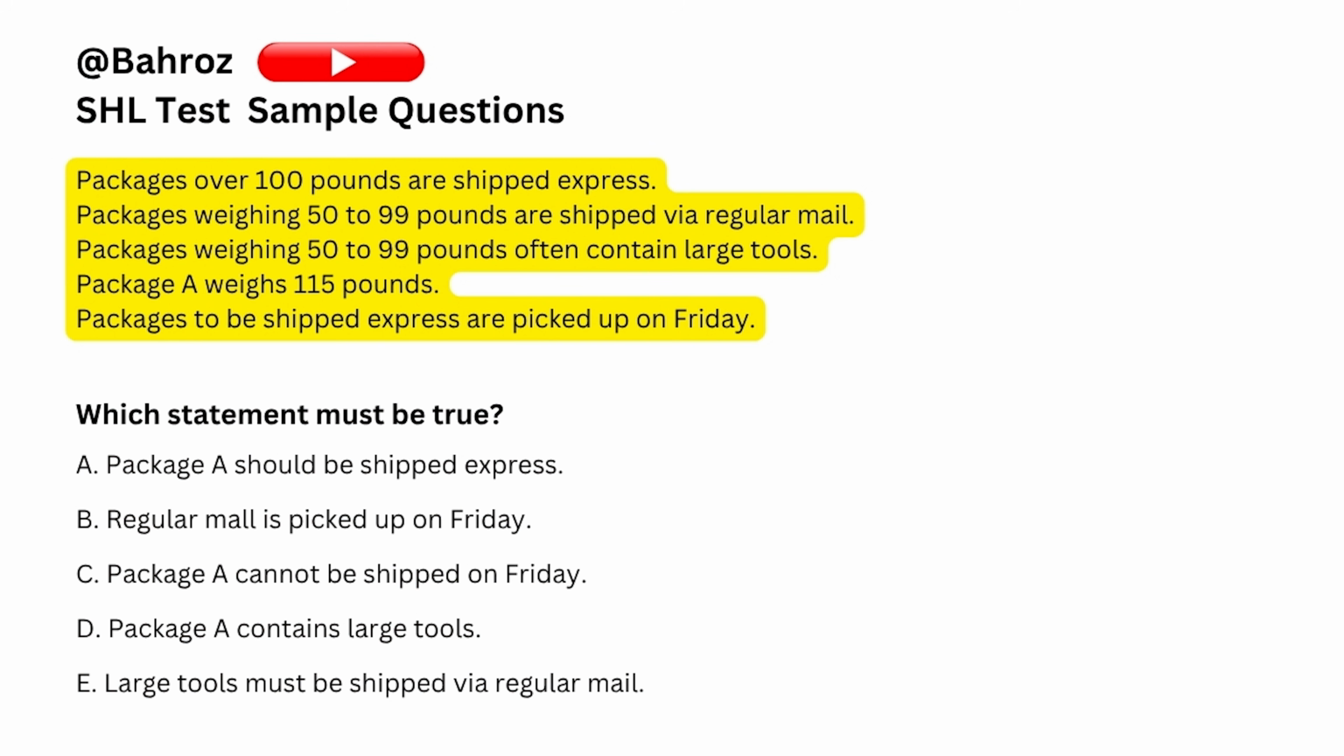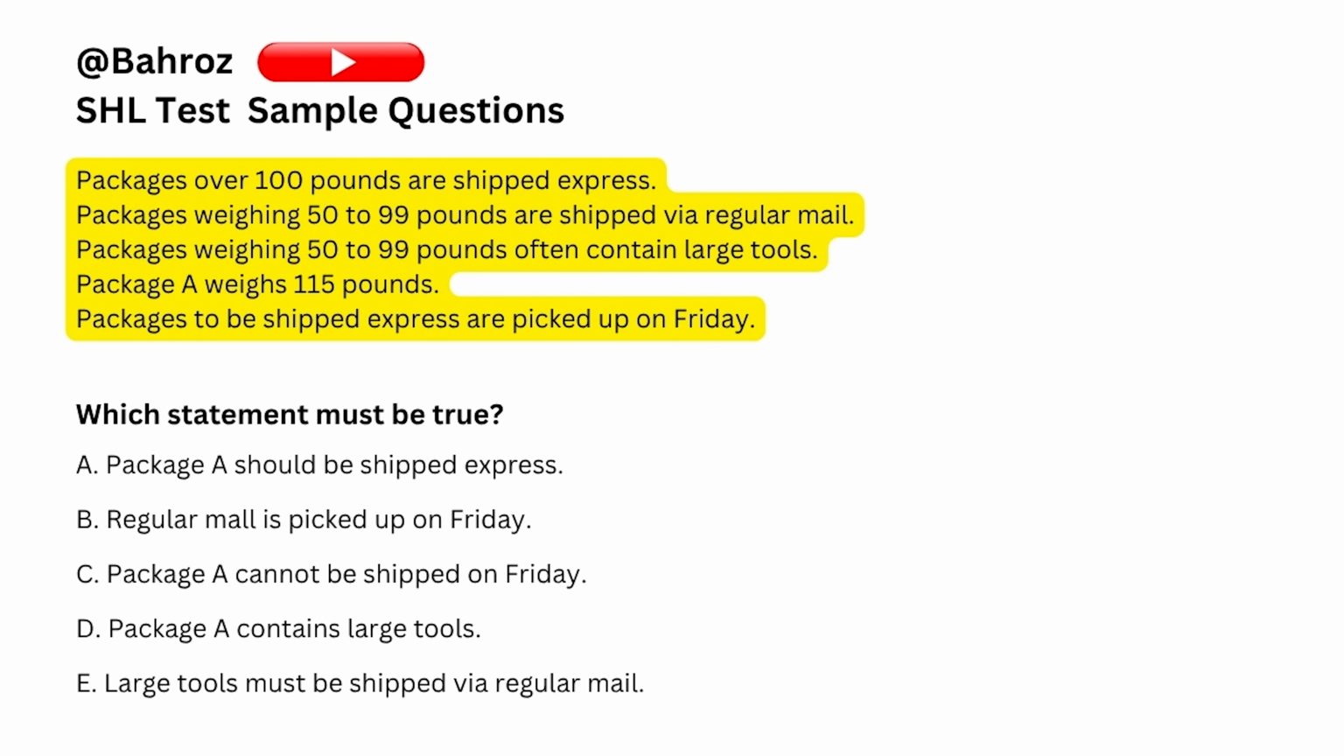Packages over 100 pounds are shipped express. Packages weighing 50 to 99 pounds are shipped via regular mail. Packages weighing 50 to 99 pounds often contain large tools. Package A weighs 115 pounds. Packages to be shipped express are picked up on Friday. Which statement must be true? A. Package A should be shipped express. B. Regular mail is picked up on Friday. C. Package A cannot be shipped on Friday. D. Package A contains large tools. E. Large tools must be shipped via regular mail.